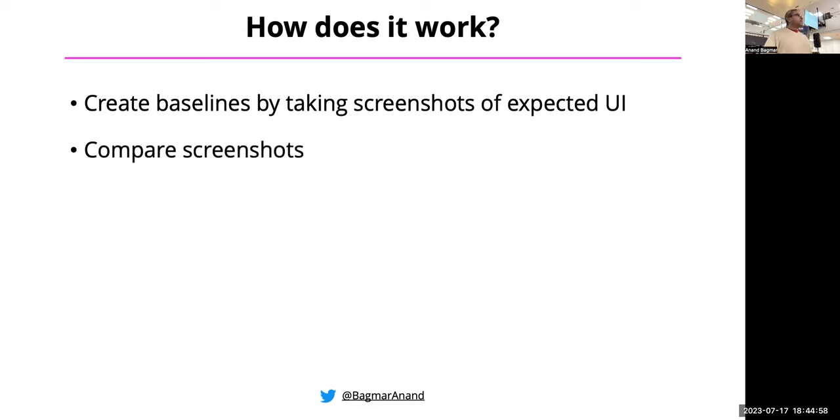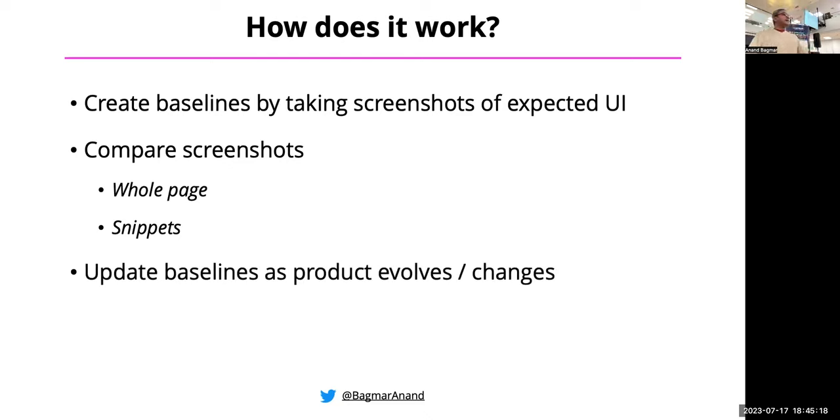So once you have the baselines, then you have to compare. On comparing, it can be for a full page or what you see on the screen itself, or it can be snippets of the page itself, right? I don't want the full screen. I just want a specific section of my page that is important to me. You could validate that as well.